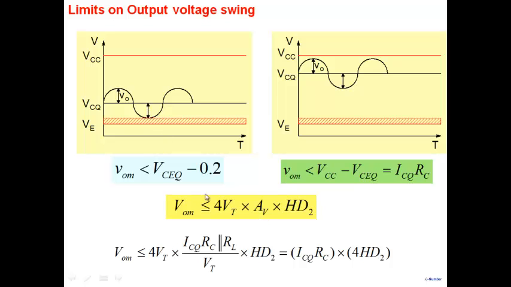So now these are the two limits then. VOM is VCQ minus 0.2, and VOM is less than this particular value. And from these two, whichever one is lower will determine your swing. If this one is lower, then this will determine the swing. If this one is lower, this one will determine the swing. Now, for making this one higher, what should you do? HD2 is fixed for you. How do you make VOM larger? You make AV large. How do you make AV large?